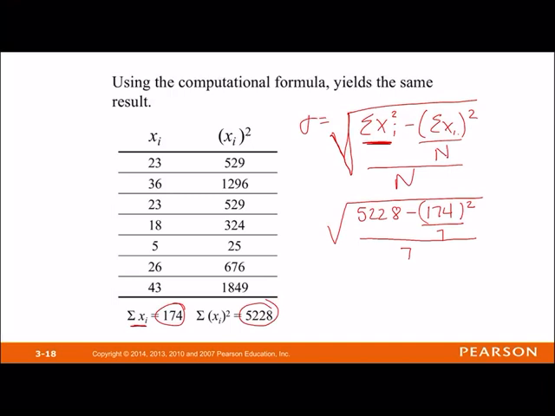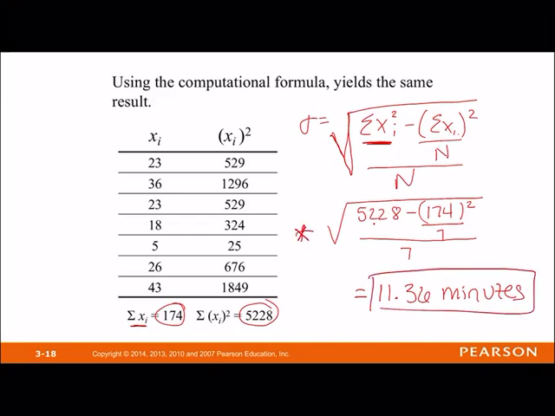Again, please make sure that you are following your order of operations here. When you're doing this, you're going to have to square that 174 first, then divide by 7, then do your subtraction, then divide that whole thing by 7, and then take the square root. And when you do that, you should get an answer of 11.36 minutes, which is exactly what we had gotten on the last slide.